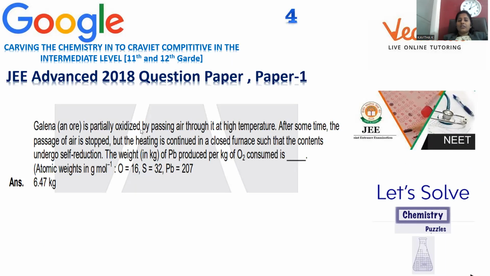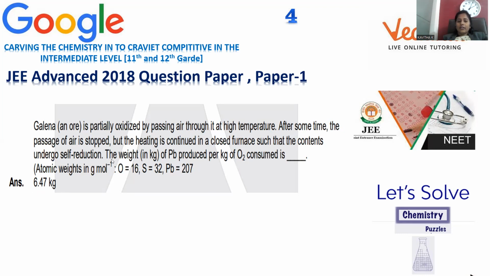Galena is partially oxidized by passing air through it at high temperature. After some time, the passing of air is stopped, but the heating is continued in a closed furnace such that contents undergo self-reduction. The weight in kilograms of the lead produced per kg of oxygen consumed is? Atomic weights are provided for oxygen 16, sulfur 32, lead 207. Remember this, which is very essential to solve the problem.